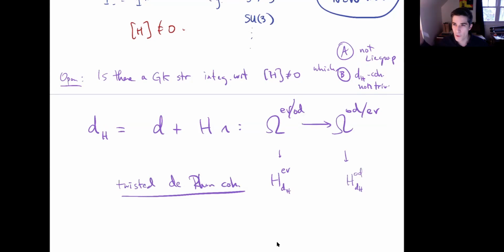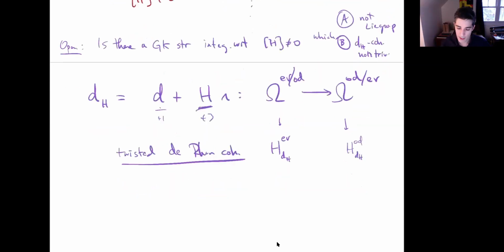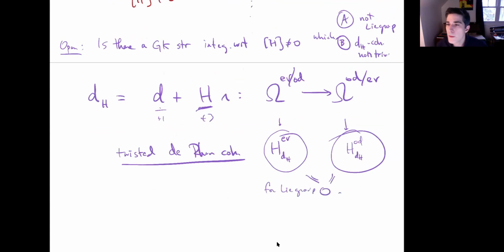So it could be a sum of forms that are jointly closed. But the reason we need to do this is because wedging by H is a +3 operation. So we're doing +1 and +3. So it doesn't really make sense to think of it as a complex unless you collapse the complex into just even and odd. And for a Lie group, these are both 0. So what I would really like is to have a non-trivial three form with non-trivial twisted cohomology, which has a GK structure.